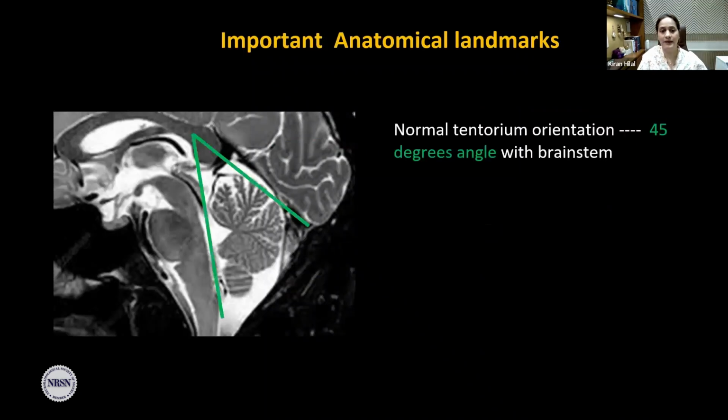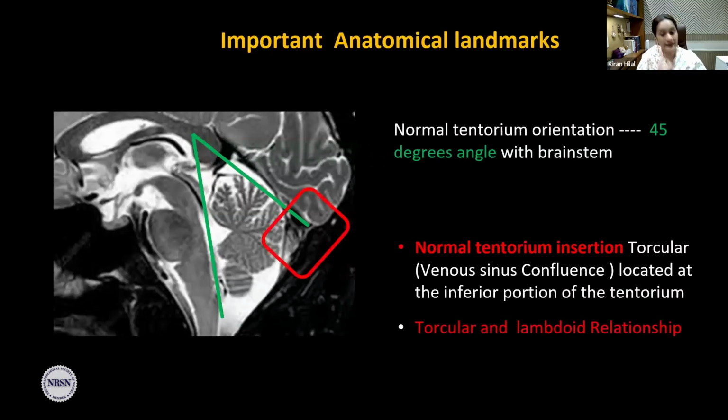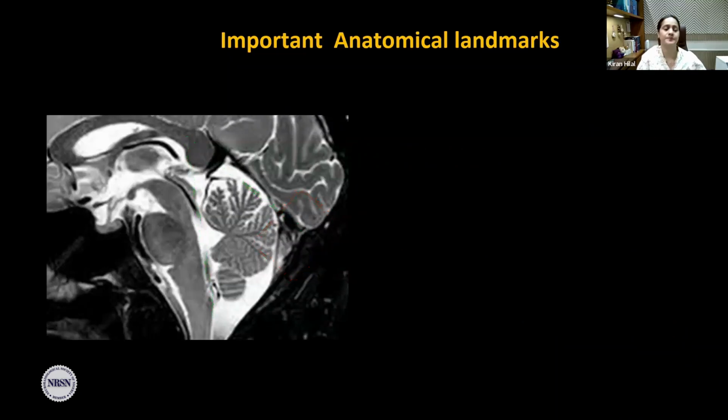The first important landmark is the normal tentorium orientation. The tentorium always makes a 45-degree angle with the brainstem, and that's how we measure it. The other important thing is the insertion point of the normal tentorium. As we all know, the torcula, which is the venous confluence, is located at the inferior portion of the tentorium. That's the normal relationship. The torcular-lambdoid suture relationship is very, very important. The torcula is a little high or a little low relative to the lambdoid suture.